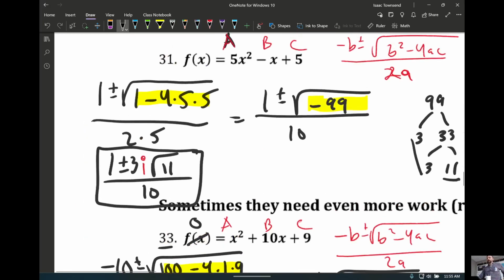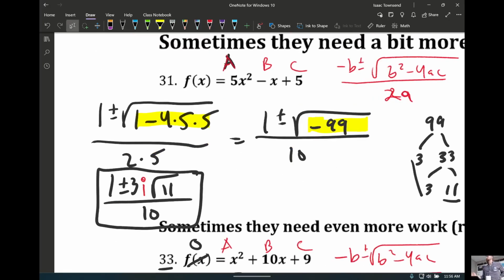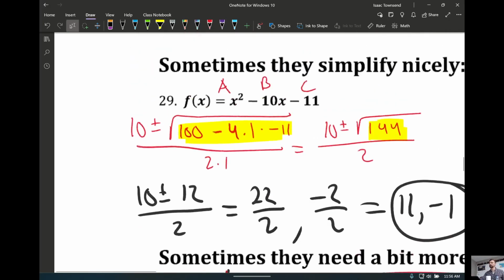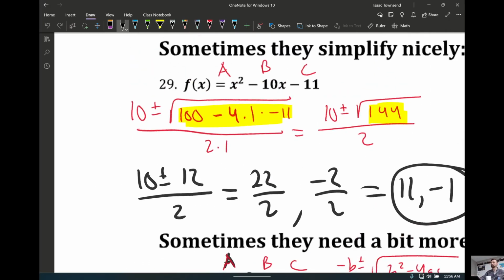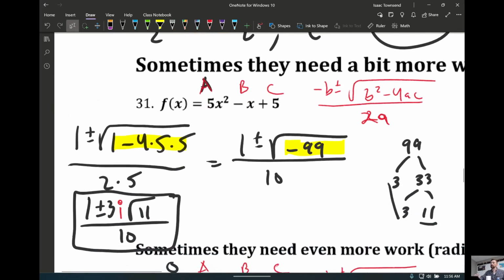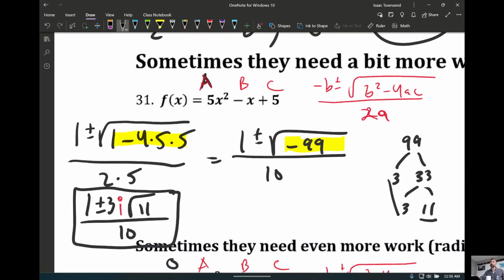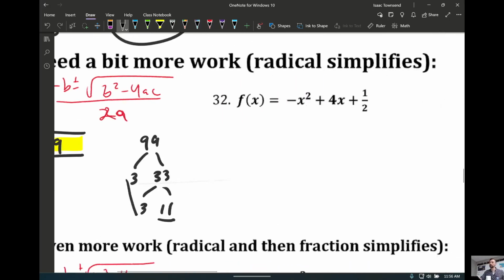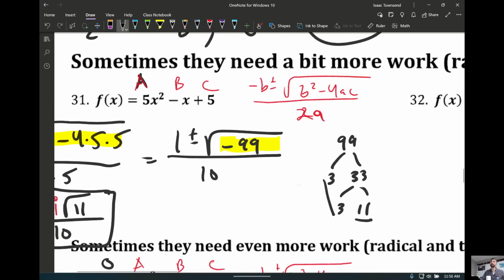So again, it just depends on what the discriminant is. The discriminant determines how much work and how messy your answers are going to be. But if your discriminant's a perfect square, it should work out great, like 29. Your number 30 should be similar. If the discriminant is not a perfect square, you're going to need to simplify your radical, like we did in 31. Your 32 should be similar.